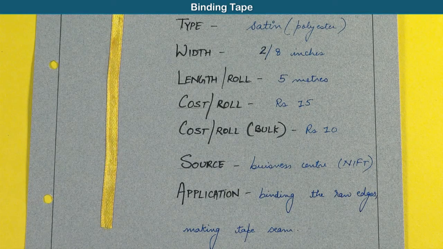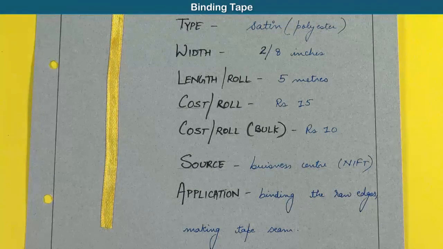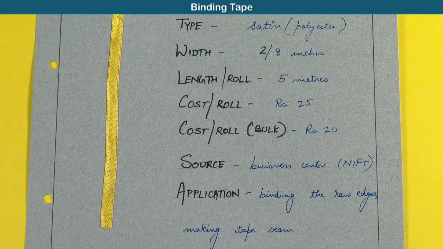The tape mentioned here is known as the binding tape. The content of this tape is satin, a polyester one, also known as satin tape. The width is 1/4 inch. Different lengths of rolls come. The application of this particular tape is binding the raw edges and making taped seams.